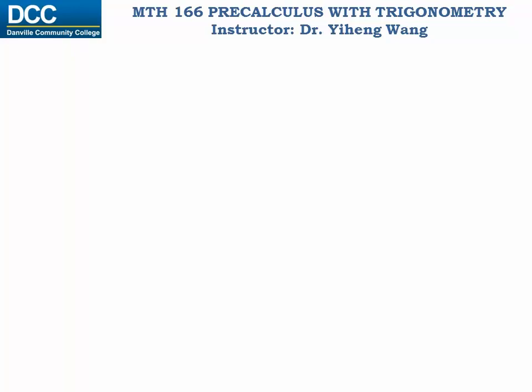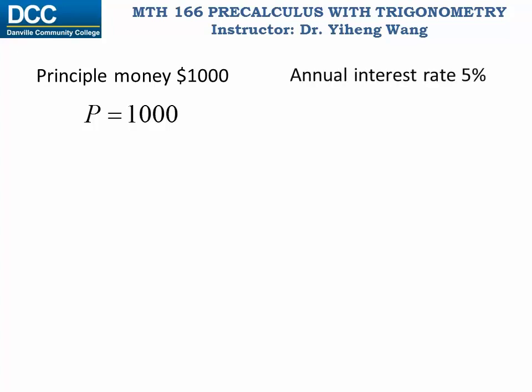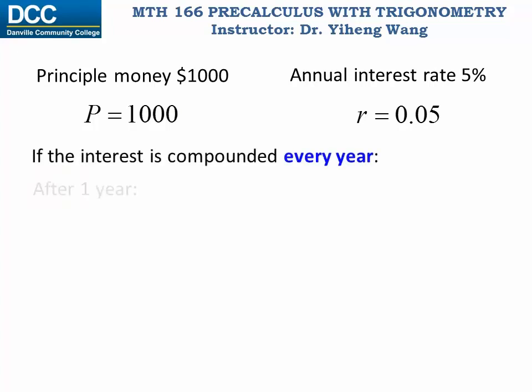Let's look at an example directly. For example, you have $1,000, represented by P equals 1,000. And if you deposit this money into a bank that offers a very generous annual interest rate, say 5%, and we know that 5% written in the decimal expression is 0.05. And if the bank compounds your interest every year, you want to calculate how much money you will have by the end of the first year, which shouldn't be that difficult to calculate.